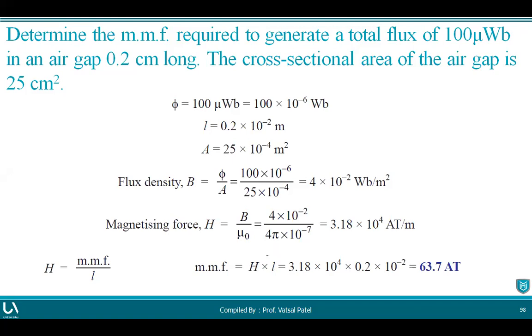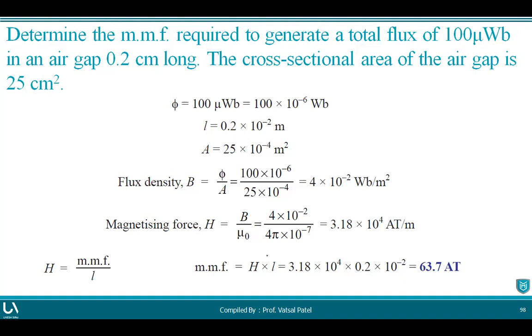So first thing that we have to identify is which parameters are given to you. Over here, the total flux phi is given, that is 100 microweber. So 100 into 10 raised to minus 6 Weber of total flux is generated. The air gap length is also given here, that is 0.2 centimeter, and we are going to convert that again into meter. So it is 0.2 into 10 raised to minus 2 meter.